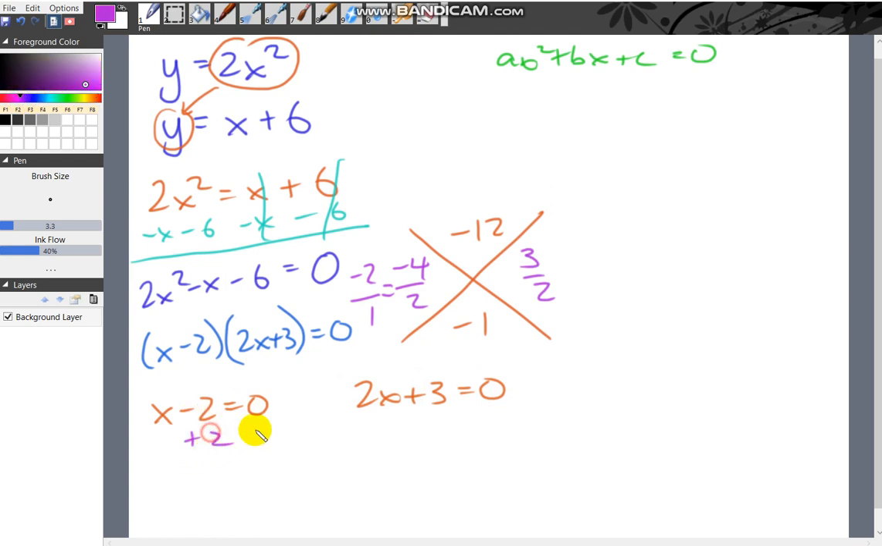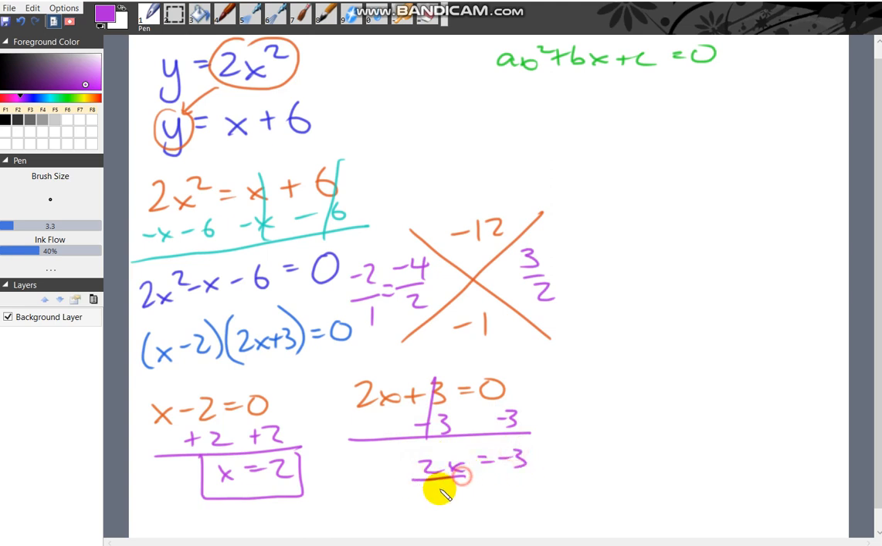We can add 2 to both sides, and we get x equals 2. So that's one of the solutions. We can subtract 3 from both sides here, so we get 2x equals -3. Divide by 2, the 2's cancel, and we get x equals -3/2.